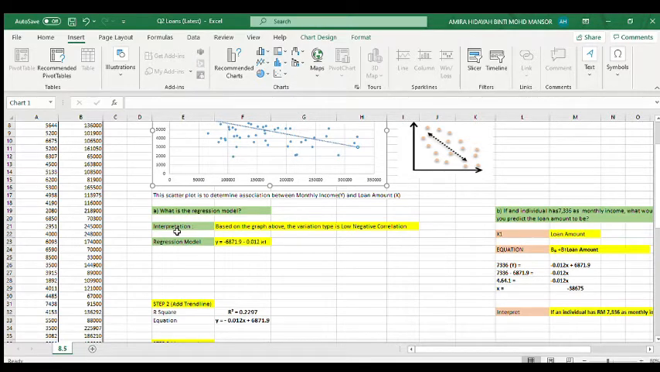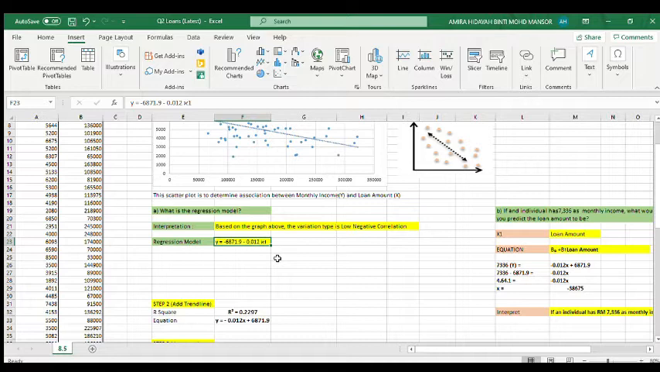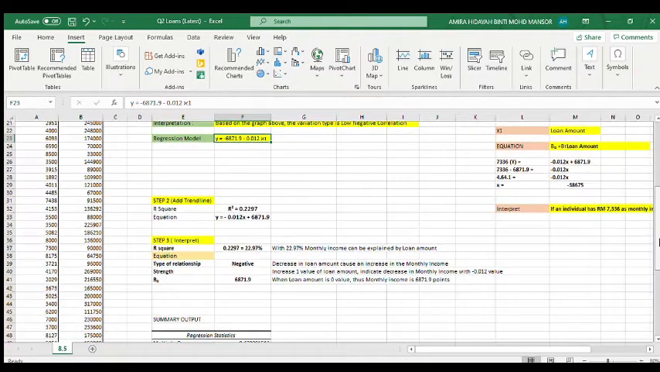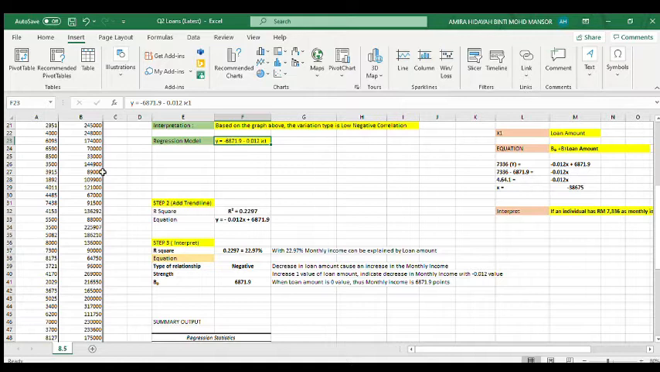So we interpret the answer. The answer is based on the graph above. The variation type is low negative correlation. For the regression model, we just put here y equals negative 68,051.9 minus 0.01. Next we put the trend line. This is for R-squared, this is for the equation.